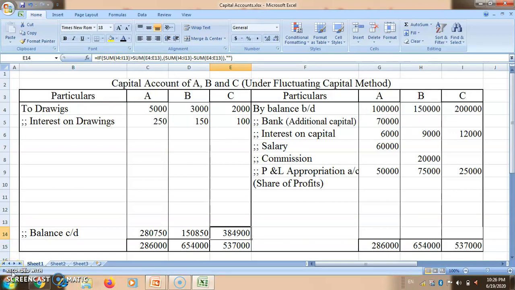Now next we have to discuss the preparation of the capital account under the fixed capital method. That we will discuss in the continuing video, the next video.